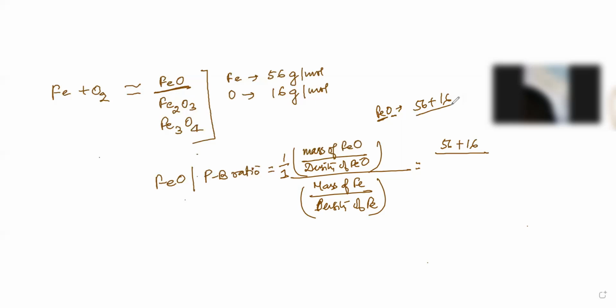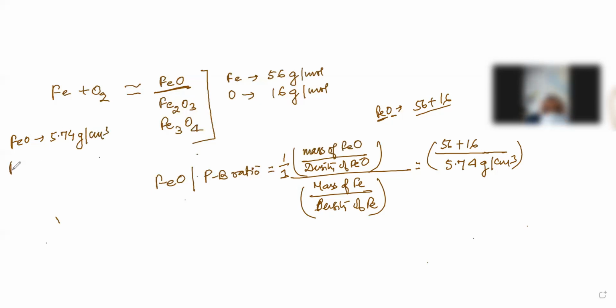It is 5.74 gram per cm cube for FeO. Per cubic centimeter. Okay. Then divided by mass of FeO. What is the mass of Fe? Mass of iron, it is 56.